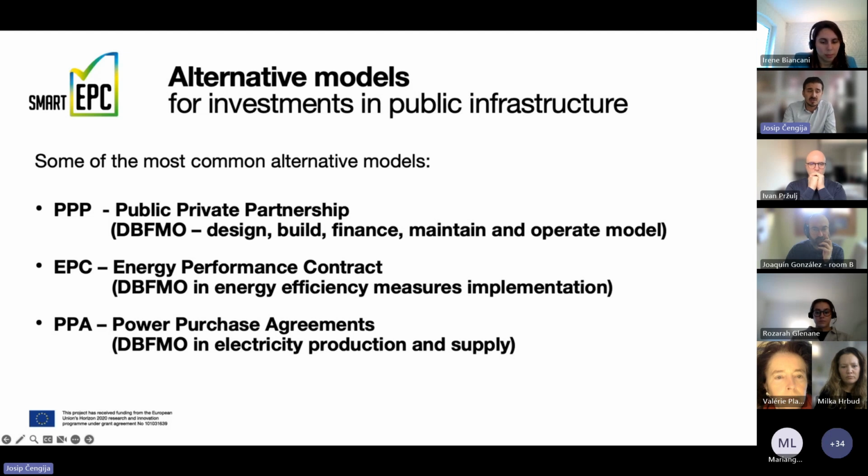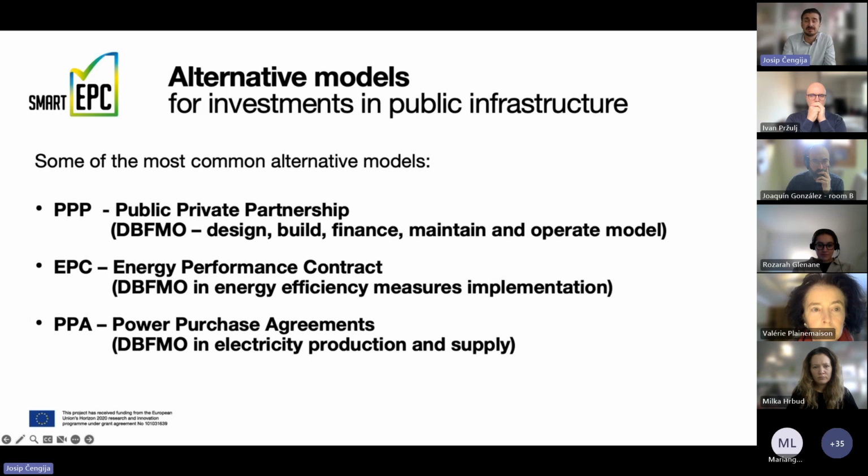The third model, also quite known, is power purchase agreements, and these are practically DBFMO models in provision of electricity or energy production of any kind. So they are quite often used as a model to procure supply of energy from renewable energy sources. Of course, today we'll be talking mostly about EPC.